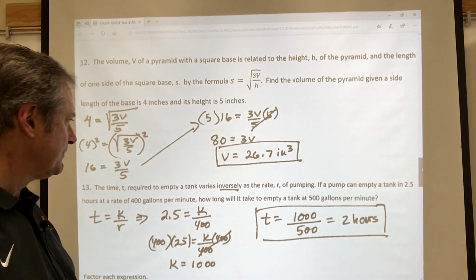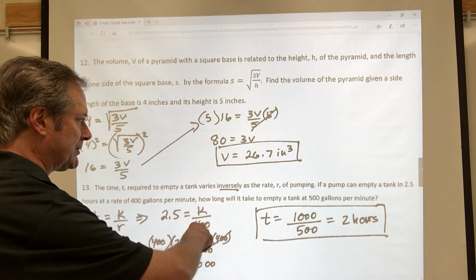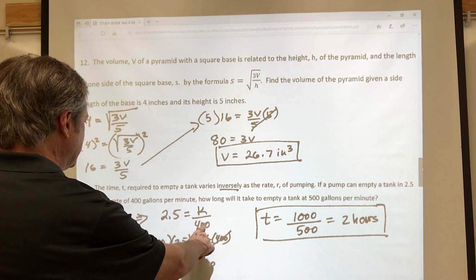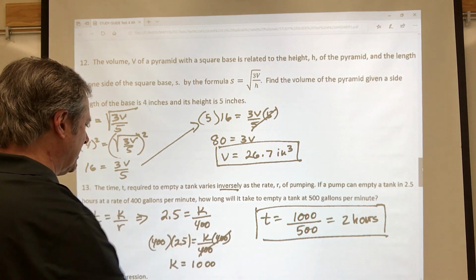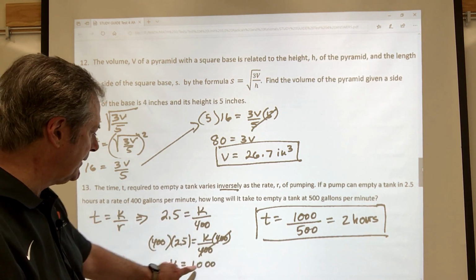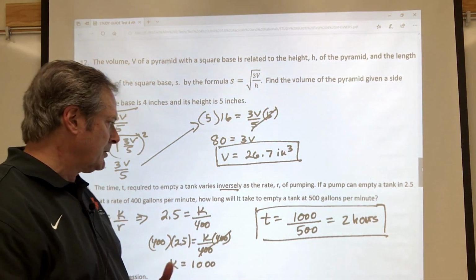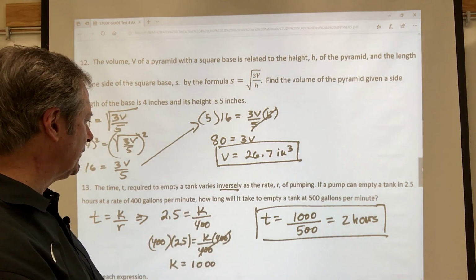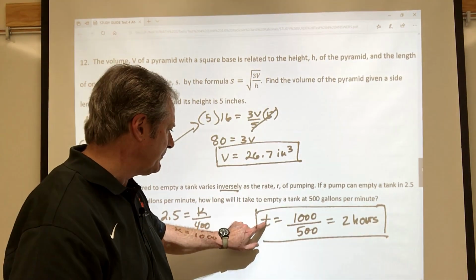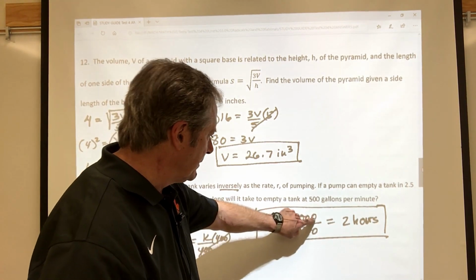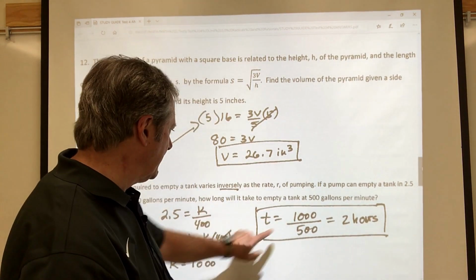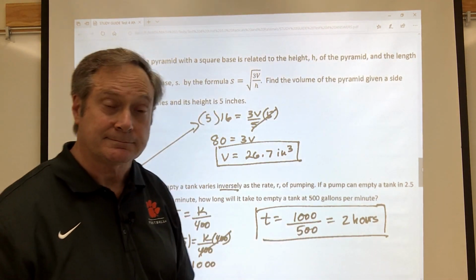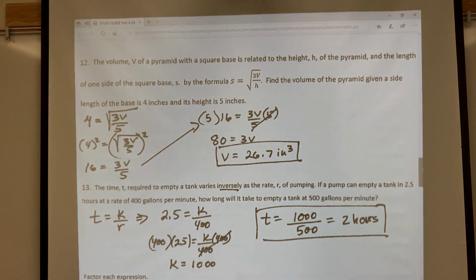Okay, so we got time and rate, and it varies inversely, so the K, the constant, is on the top, not to the side. Now, you take the first situation, it can empty a tank in 2.5 hours, that's time, 400 gallons a minute. We solve for K by multiplying both sides by 400, so we get that K is 1,000. Okay, now that we have our K value, the constant, we plug it into the second situation, how long, so we're looking for time. Inverse, so the K number goes up here. We already know it's 1,000 at 500. So cross that out and you get 2 hours. Let's go on.